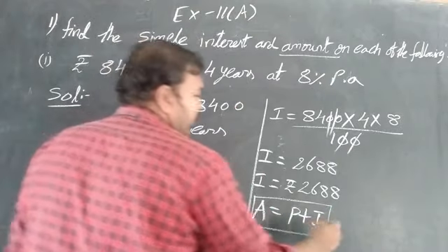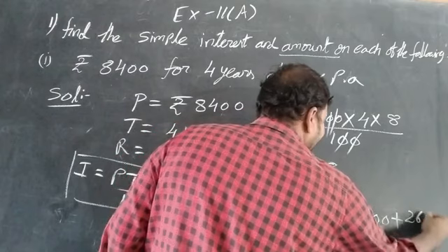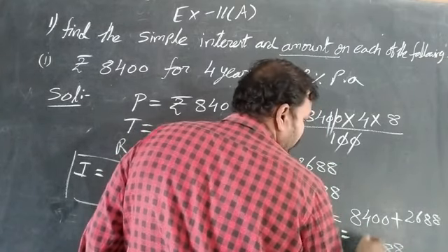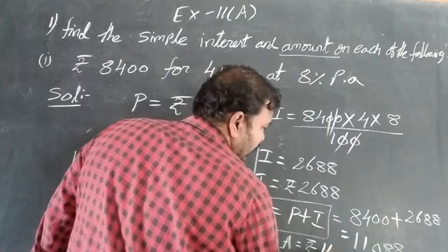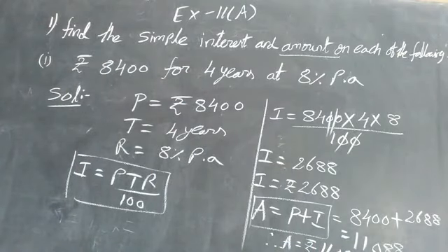Substituting, that is 8400 plus 2688, which is equal to 11,088. Therefore, the amount is equal to rupees 11,088. Like this, we have to find the sum. This is the answer for the sum.